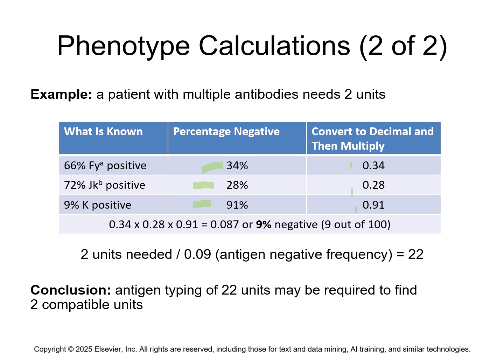However, in this case, we need 2 units. So you would divide 2 by 0.09, which is the antigen negative frequency, and that gives you 22. That tells you that you probably need to pull segments or pigtails from 22 different units in order to find 2 compatible units for your patient.